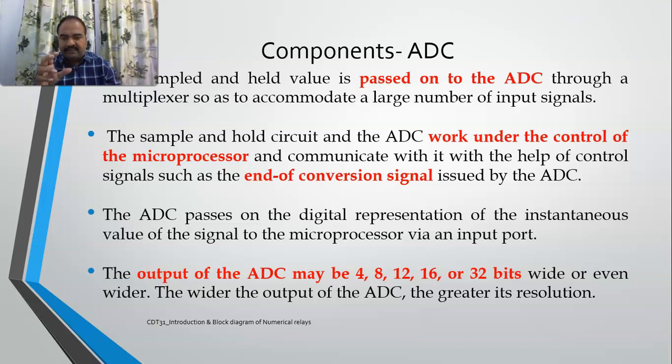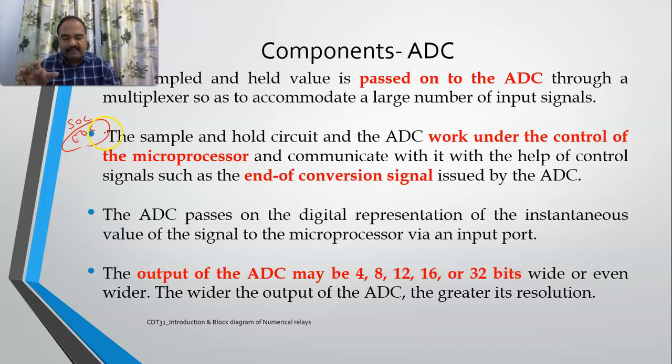So this ADC works under the control of a microprocessor. There will be two commands. One is start of conversion, the other one is end of conversion. Once you receive the start of conversion signal from your microprocessor, then it will start converting the signal. And once it is completed, it will give a signal of end of conversion again to your microprocessor. So the ADC will give the signal and the microprocessor acknowledges it. Once it is done, the data is now passed on.